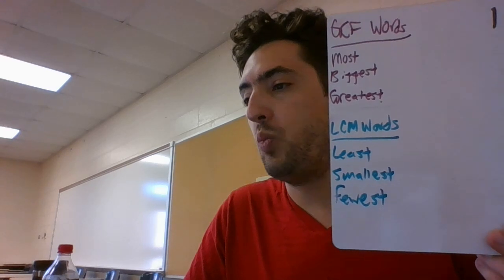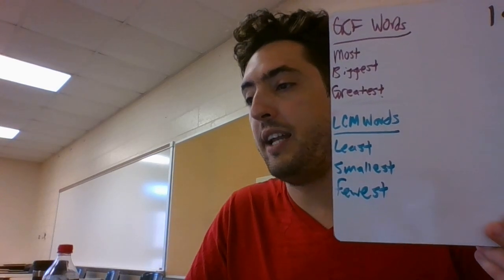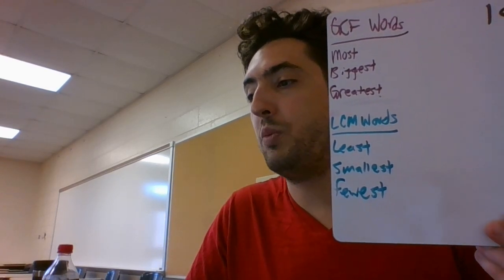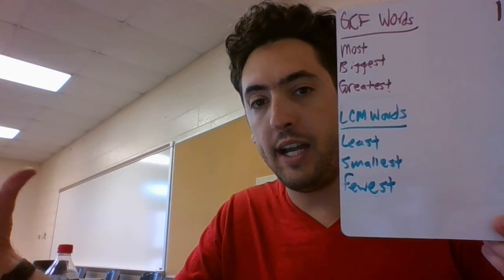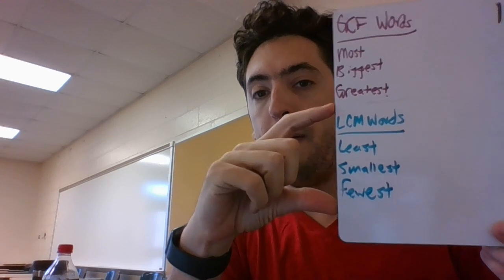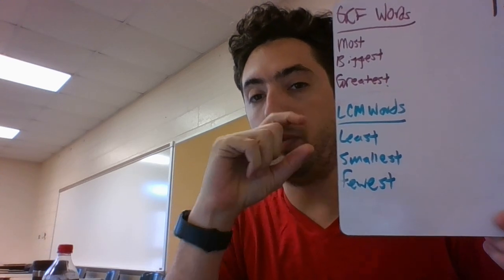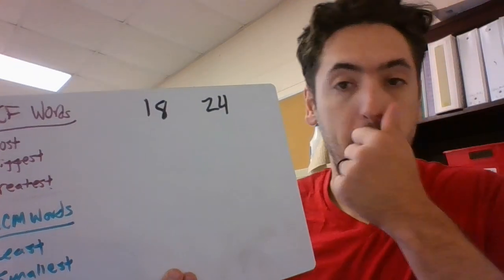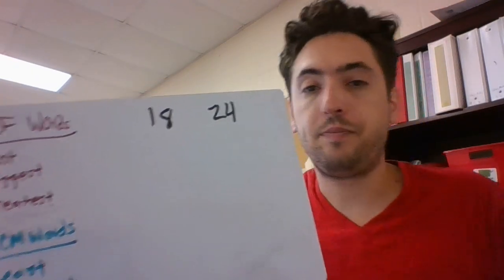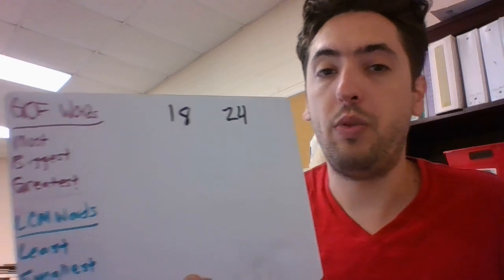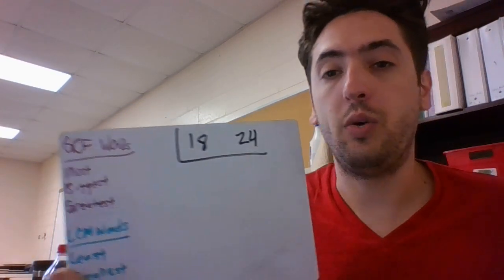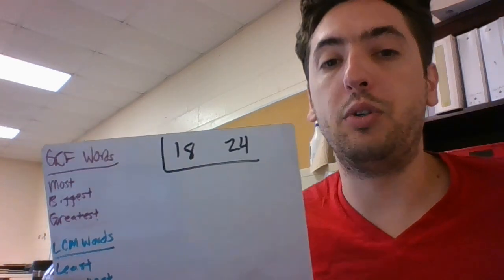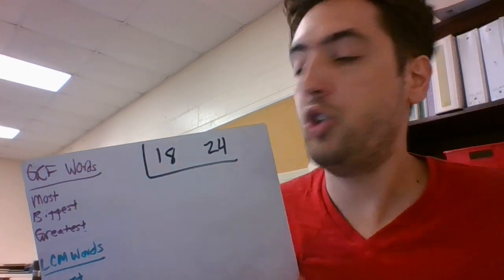So the last sentence is, what is the shortest height at which the two stacks will be the same height? So shortest sounds like smallest, tiniest, whatever. It's a small word. So that's going to be a least common multiple problem. And so just like we set up any problem, I'm going to have both of my numbers. And we have to see, okay, what can we divide both of these numbers by? And this part doesn't change.